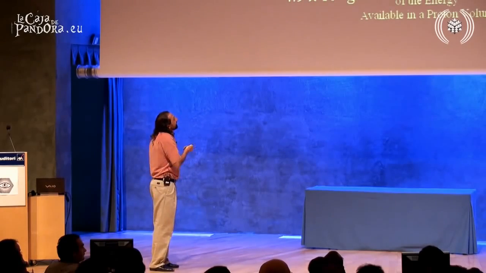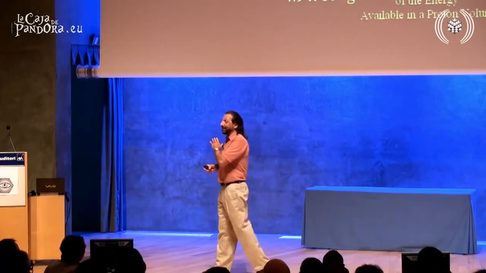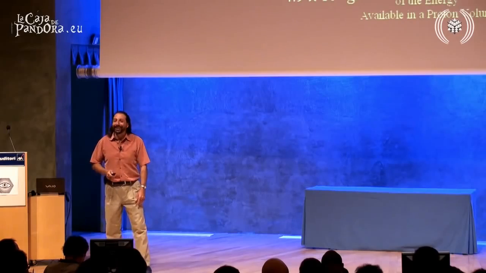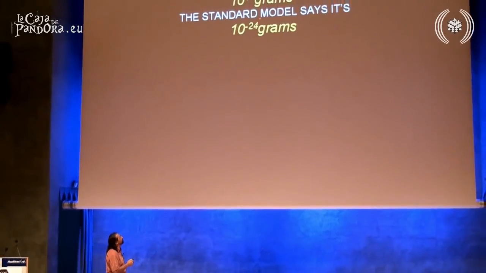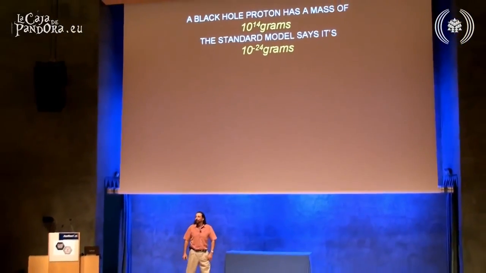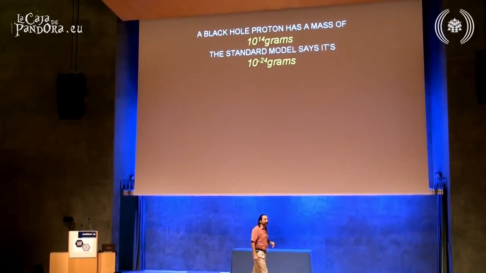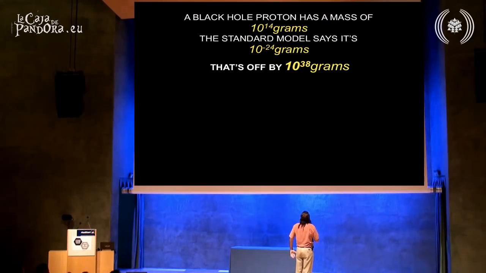So this is all nice, it's pretty, it's simple. But if you ask a physicist, a quantum physicist especially, they will tell you that it is wrong. Why? Because the 10 to the 14 gram proton is, in the standard model, 10 to the minus 24 grams, the mass of a proton. So you will say, oh my God, you're off by 10 to the 38 grams. See, again, that number. Very close, 10 to the 38, 10 to the 39.